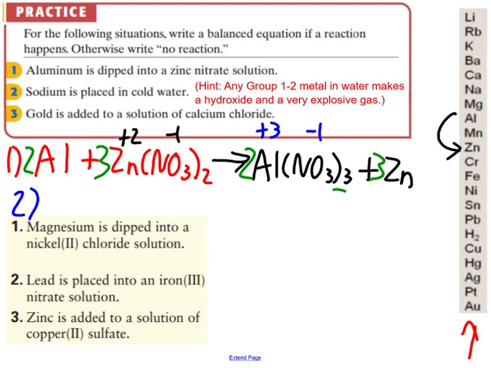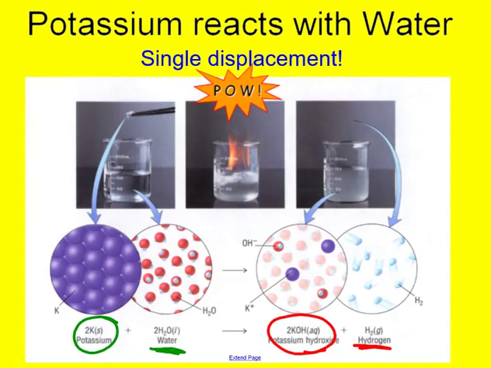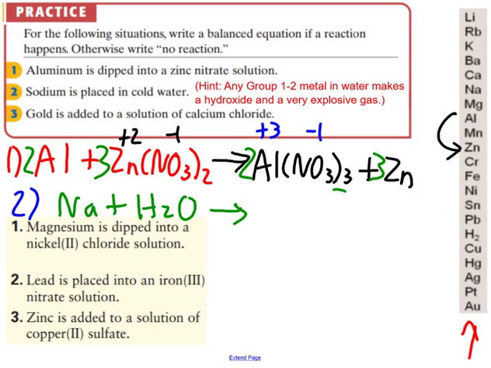And number 2, we've got sodium placed in cold water. This is exactly what I was talking about on that last page. What happens when an alkali or alkaline earth metal are placed in water? You always get the same products. You get the metal hydroxide and then hydrogen gas. Okay, so next up, let's get this balanced.